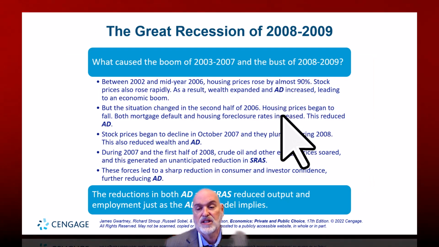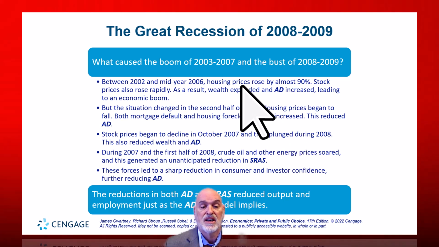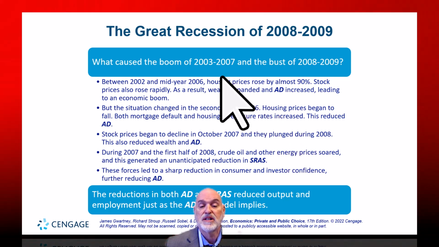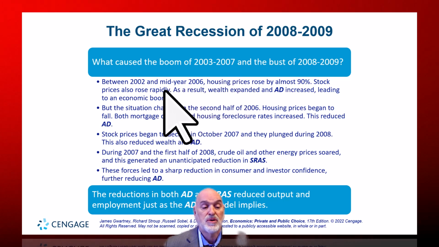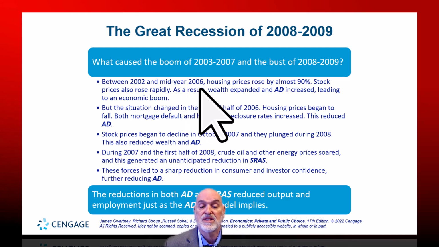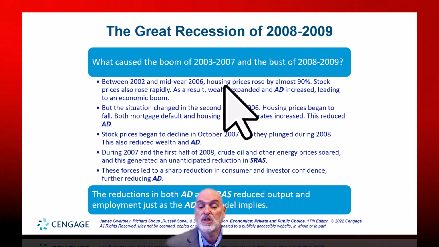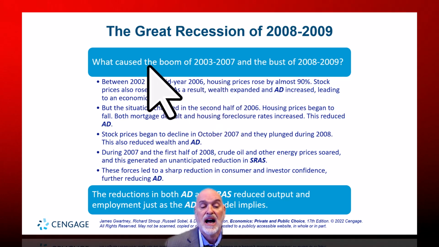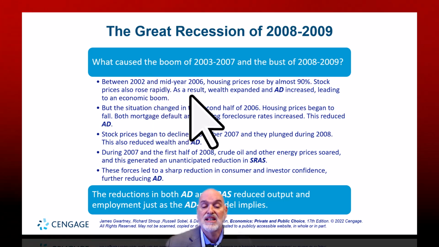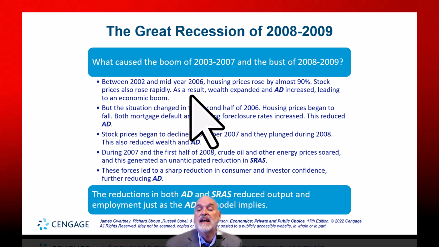The Great Recession of 2008 and 2009. What caused the boom of 2003 to 2007 and the bust of 2008 to 2009? Well, between 2002 and mid-year 2006, housing prices rose by almost 90%. Stock prices also rose rapidly. As a result, wealth expanded and AD increased, leading to economic boom.